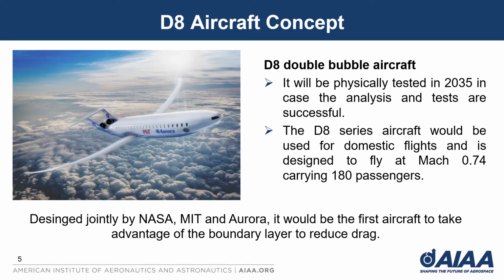The D8 aircraft concept. The aircraft configuration analyzed here is the D8 double bubble, named for its characteristic fuselage cross-section. This configuration is based on the modified tube and has a very wide fuselage to provide extra lift. Its low sweep wings reduce drag and weight. The embedded engines sit aft of the wings. The D8 series aircraft will be used for domestic flights and is designed to fly at Mach 0.24, carrying 180 passengers.